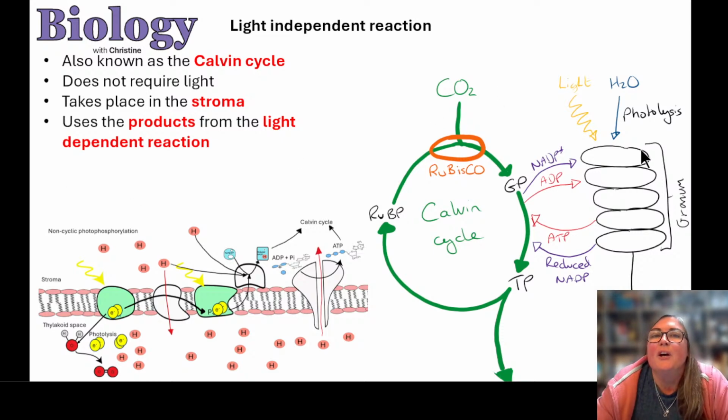Anyway, back to this. The granum is the stack of thylakoids. The thylakoid is obviously where we have our electron transport chain and our ATP synthase. Therefore, what we understand is that with light coming in, water for photolysis, it produces oxygen as a waste product. We are going to produce ATP and reduced NADP, and they are going to go to the Calvin cycle, and they're going to be used to fix carbon into the molecules that's needed.